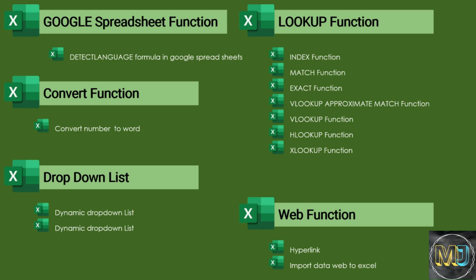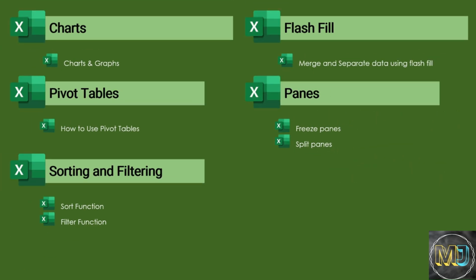Then we will move to lookup functions: INDEX function, MATCH function, EXACT function, VLOOKUP, approximate match VLOOKUP function, HLOOKUP function, XLOOKUP function. Then we have web functions, which are HYPERLINK and import data from web to Excel. Then we have charts and graphs, where we create a beautiful chart for your data. Then we have pivot tables, how to use a pivot table, sorting and filtering, SORT function and FILTER function.